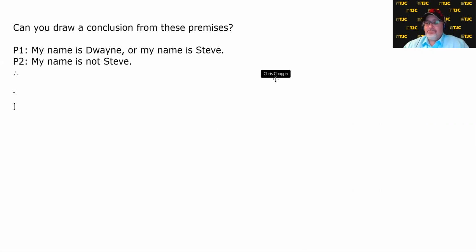This argument form is going to look a little bit different from the three we've seen so far. Let's see if you can figure out why. Can you draw a conclusion from these premises? Premise 1, my name is Dwayne or my name is Steve. Now, clearly my name is neither. It says right here, Chris Chappa.